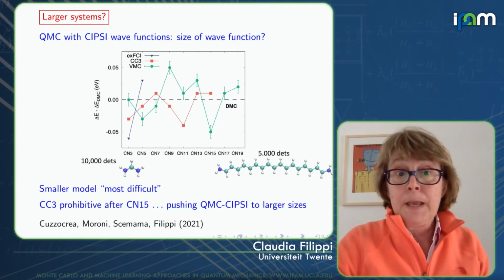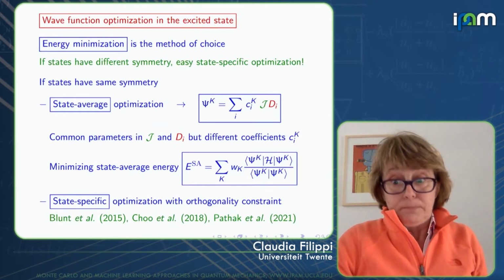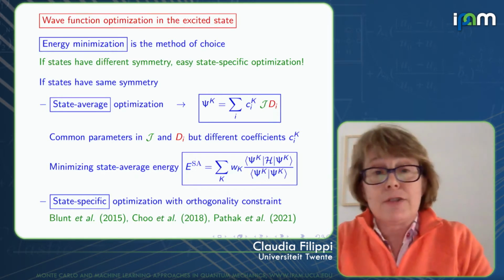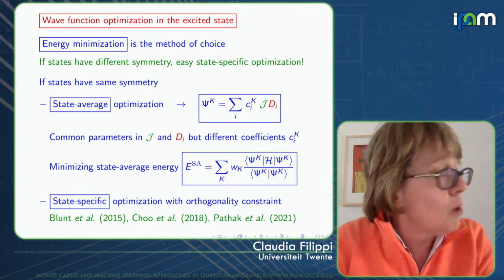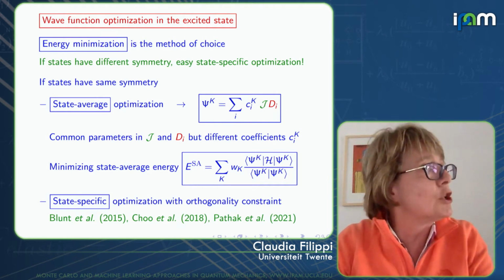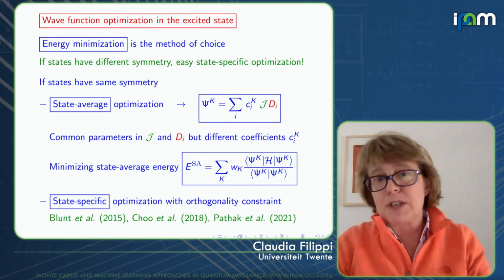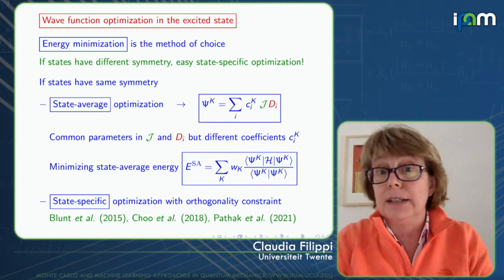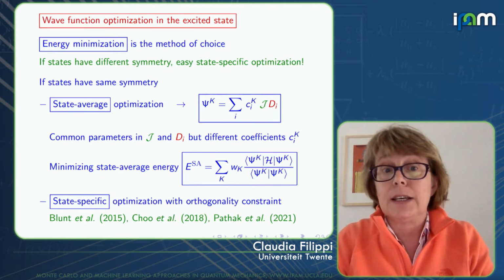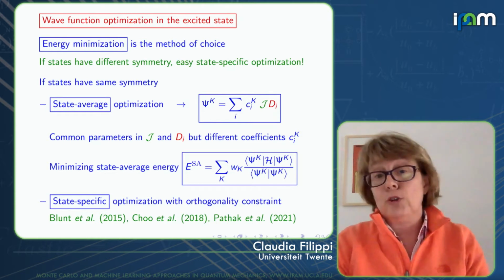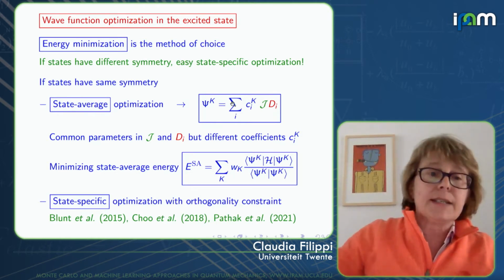Okay. Now, so far, I have shown you what kind of wave function we have been using, and how we've been trying to improve our accuracy. But maybe I will spend a few words to say how we optimize the wave function in the excited states. Now, our method of choice is energy minimization, and of course, if there are different symmetries, that's easy.